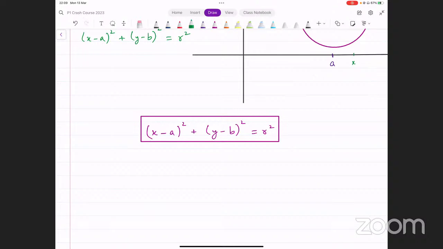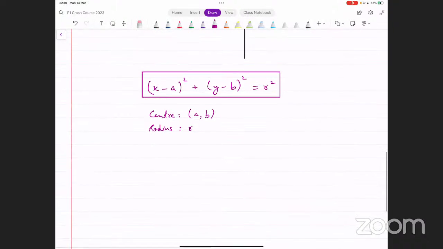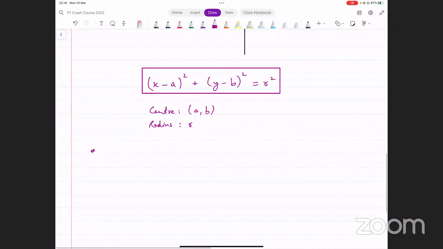In this form, the coordinates of the center are a and b, and the radius is given by r. The radius is represented by the letter r. So that's the standard form of the equation of a circle. What exactly does this represent? This equation represents every point on the circumference of the circle.